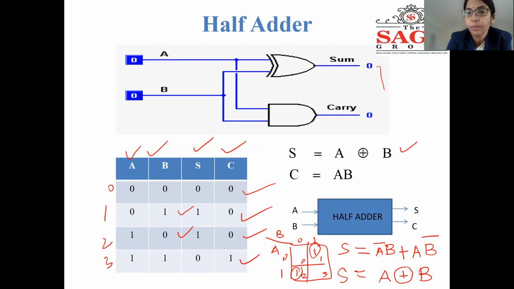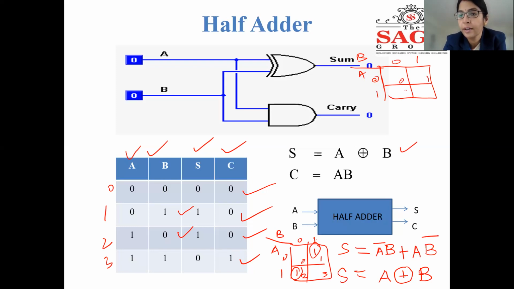Similarly, we will solve for carry. We can see the output for carry is 1 only at the third position, so we will put 1 here, and there is no other 1 for combination. So carry equals: here the value of A is 1, so we take A, and the value of B is also 1. So carry equals A dot B. In this case, we get sum equals A XOR B and carry equals AB.